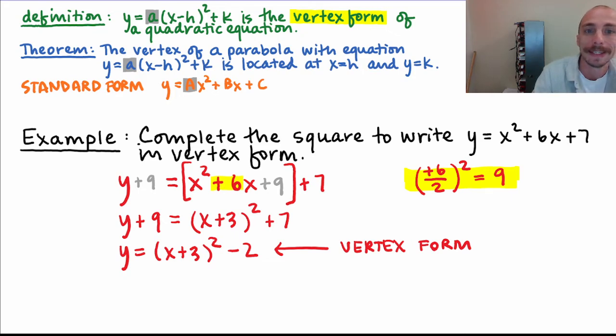The work that I did in yellow highlighter and gray, and the next step of factoring, that's called completing the square. And I didn't change this quadratic equation, I just wrote it in a different form.